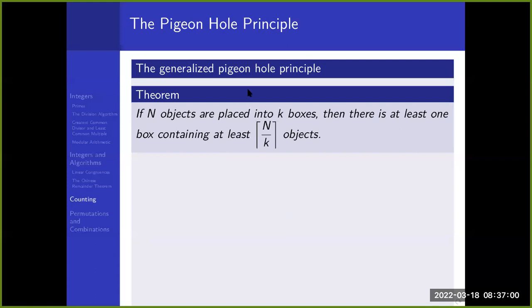So here is another theorem. This one now is what we call the generalized pigeonhole principle. If n objects are placed into k boxes, then there is at least one box containing a minimum of this number of objects. Now this function is called the ceiling function.